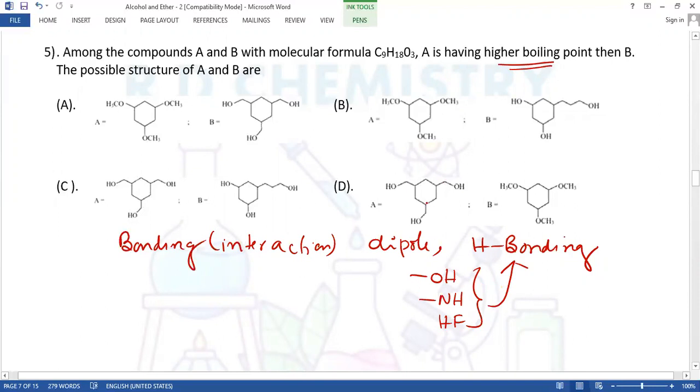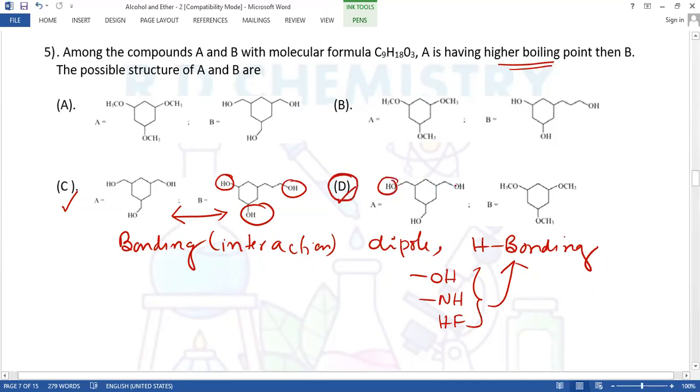Now we have to select the answer wherein A should have the hydrogen bonding in terms of OH group. It is available in option number C and option number D, correct. Then B compound should have the lower boiling point. See here, B contains OH, B contains OH, B contains OH. Their boiling points are very close to each other. But you have to find that molecule of B wherein the boiling point difference is large enough. So I can go for option number B, option number D.